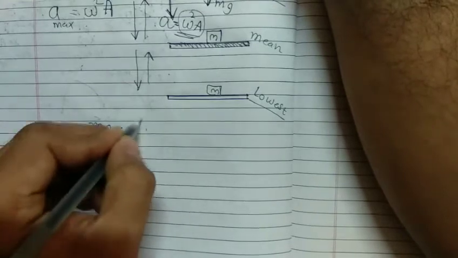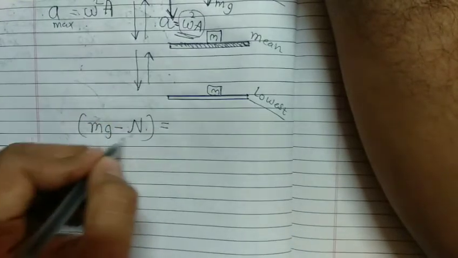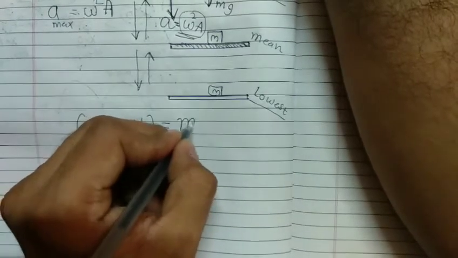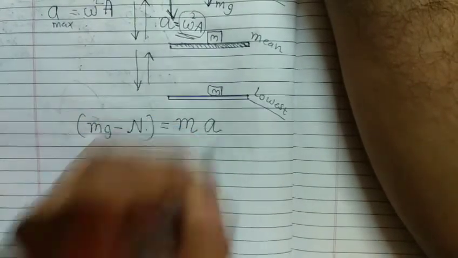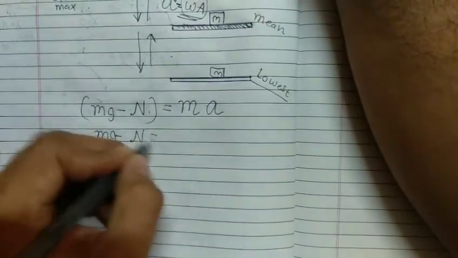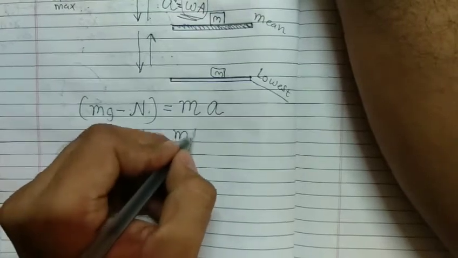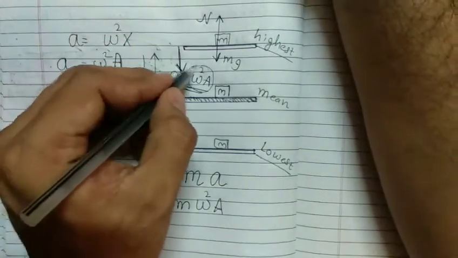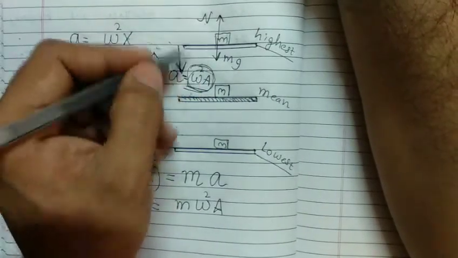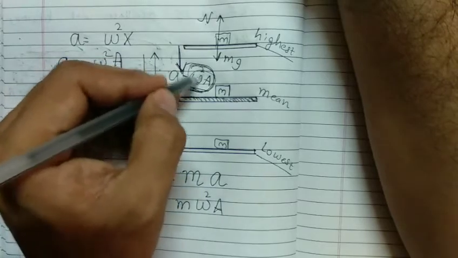So for this body, I can write that mg minus N is the net force on the body. The net force can be written as mass of the body into its acceleration, by Newton's second law. So it's mg minus N, and the acceleration, as I told you, is omega square A. The platform oscillates with the acceleration omega square A, so if the body is in contact with the platform, the body will also oscillate with the acceleration omega square A at this point.